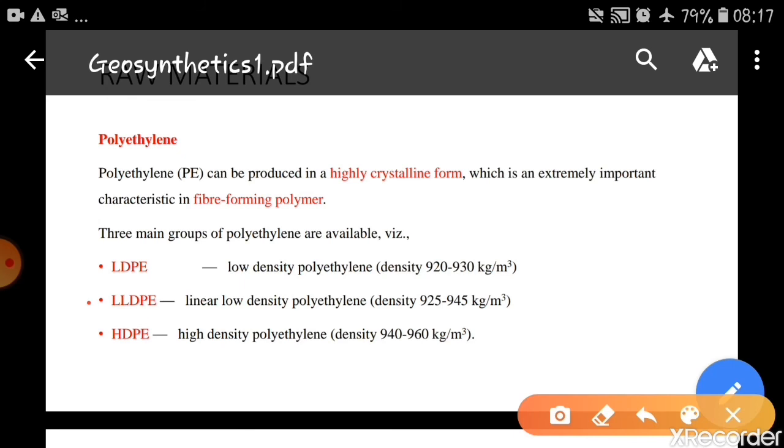The second product is called LLDPE, which is linear low density polyethylene. Here the density range will be 925 to 945 kg per meter cube. And the last one is HDPE, high density polyethylene, whose density is 940 to 960 kg per meter cube. HDPE is more rigid, strong, tougher and has better chemical resistance than the low density types. However, LDPE is used in applications where its flexibility and water vapor barrier properties can be utilized.